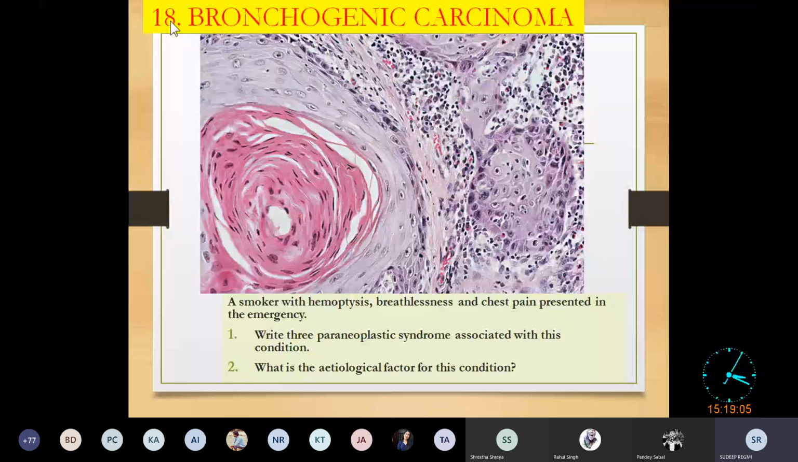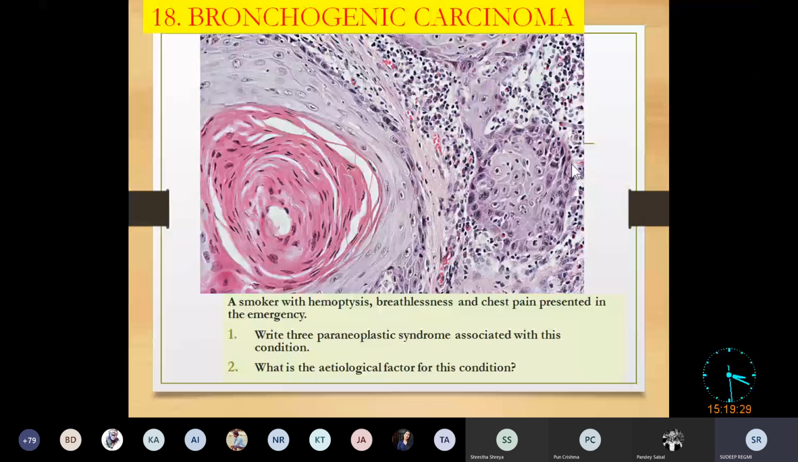Describe this picture, the microscopic picture. Sir, it is a section from the lungs. Okay. There are malignant cells which show pleomorphism. And hyperchromatic nuclei are also seen in the malignant cells. Okay.